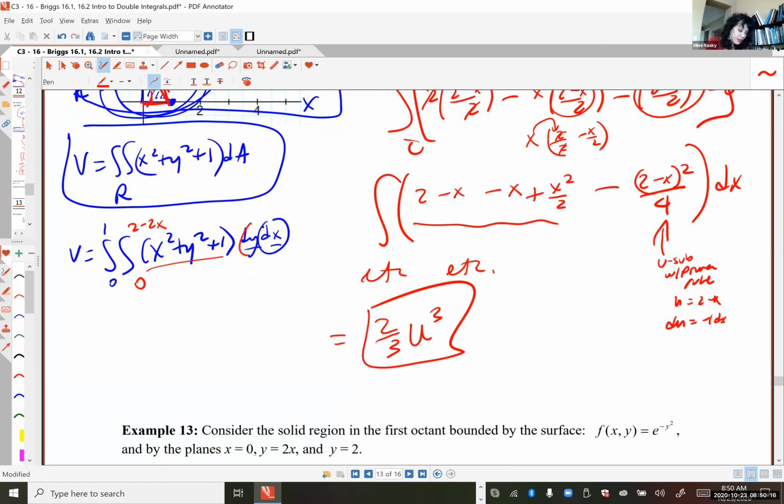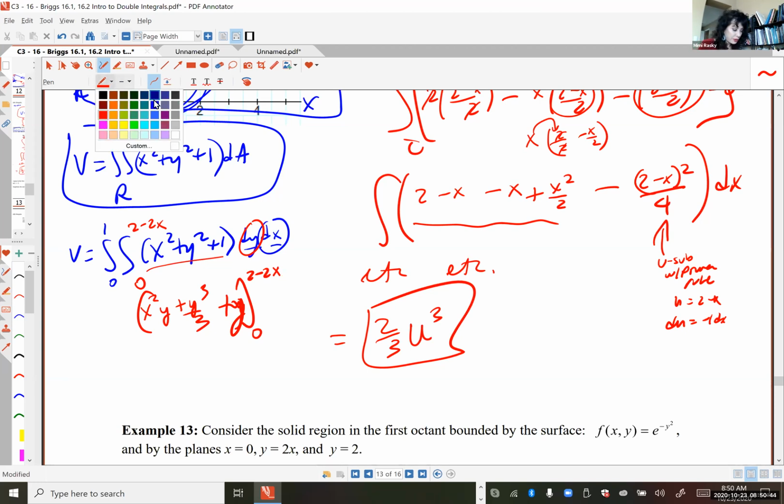So if I'm integrating this with respect to y first, because that's the inner integral, you're going to hold x constant. So you'll have x squared y plus y cubed over 3 plus y. And then I'm going to evaluate this between the limits of 0 up to 2 minus 2x. And then I still have an outermost integral, so please continue to write that, so everybody knows you're not going to be done. I'm just going to put that in there to remind myself.